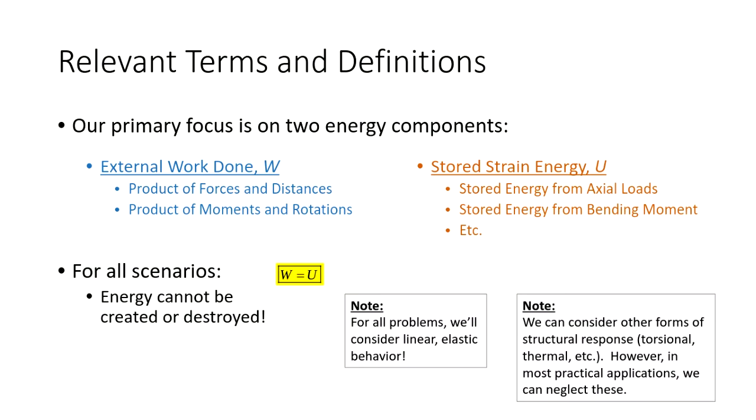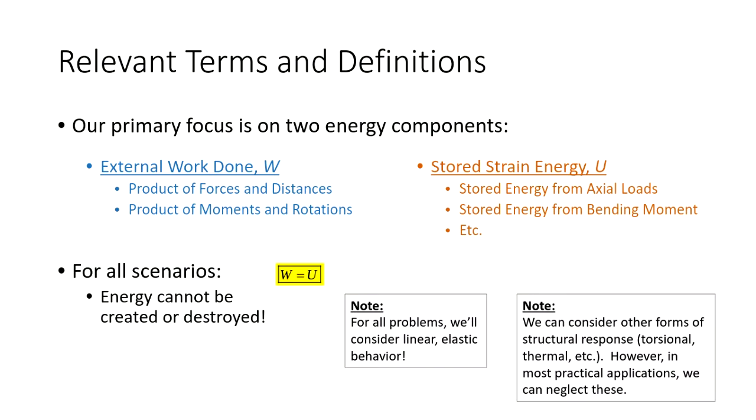But if you can handle constant responses and variable responses, you can handle pretty much any response. So we'll take those two, and if you can handle those, you can pretty much handle any. Now, again, for all the scenarios, the work in has to equal the work out. So I'm going to use W to represent the external work done to the system and U to be the stored energy as a response.